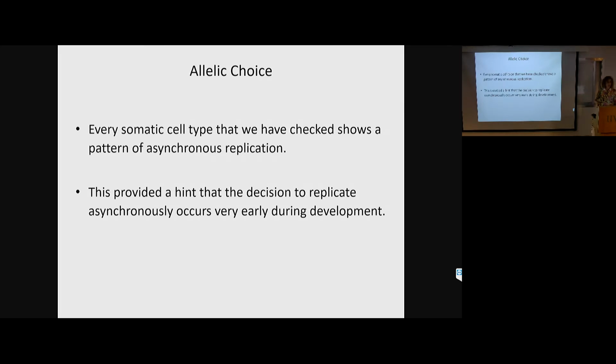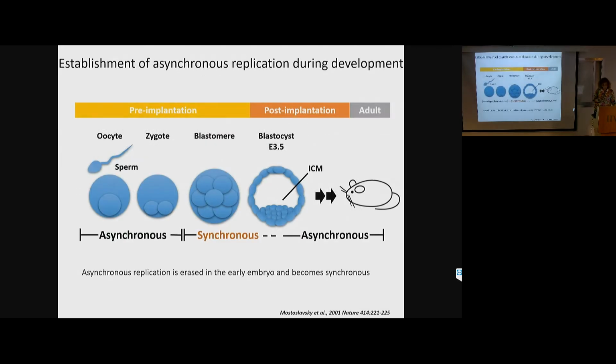So we concluded that every somatic cell type that we have checked shows a pattern of asynchronous replication, and this provided us with a hint that the decision to replicate asynchronously occurs very early during development. So we looked at the development.